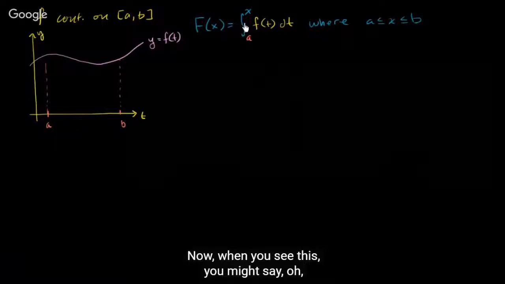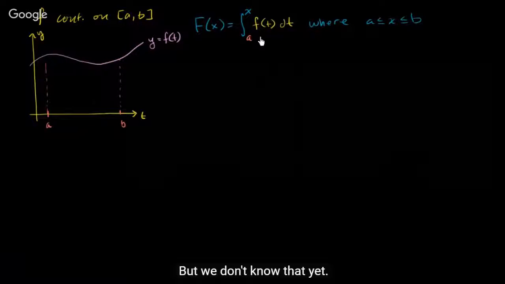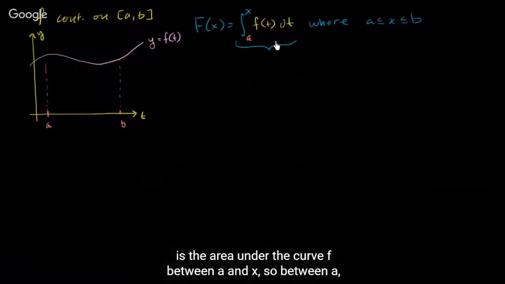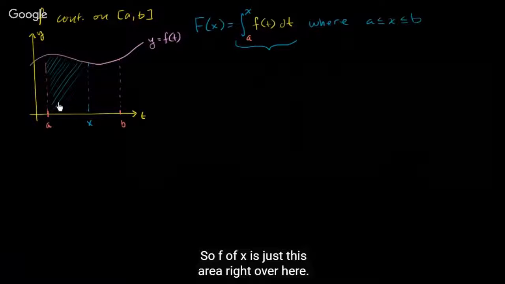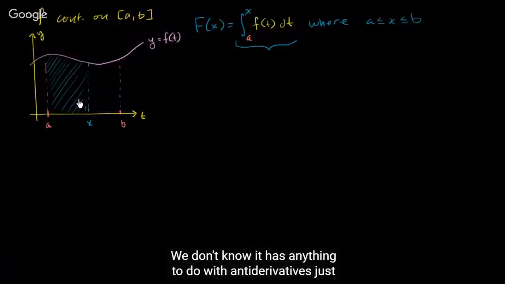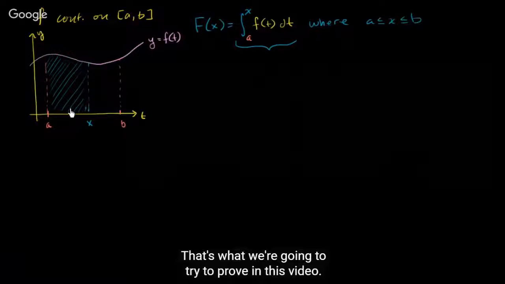Now, when you see this, you might say, oh, the definite integral, this has to do with differentiation and antiderivatives and all that. But we don't know that yet. All we know right now is that this is the area under the curve f between a and x. So between a and, let's say this right over here is x, capital F of x is just this area right over here. That's all we know about it. We don't know it has anything to do with antiderivatives just yet. That's what we're going to try to prove in this video.